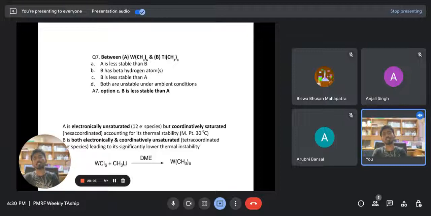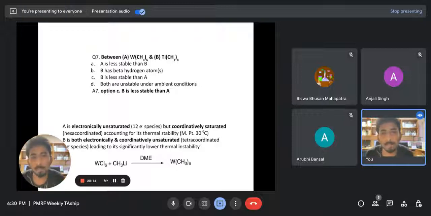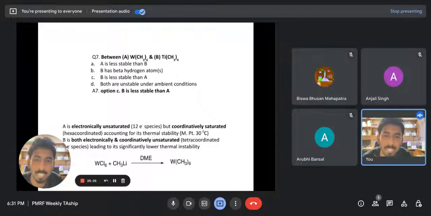So coming to the next question, this is between two compounds. This is hexamethyl tungsten, and the other one is tetramethyl titanium. So W(CH3)6 and Ti(CH3)4. Which option is correct? The first option is A is less stable than B, or B has beta hydrogen atoms. B is less stable than A, or both are unstable under ambient conditions.